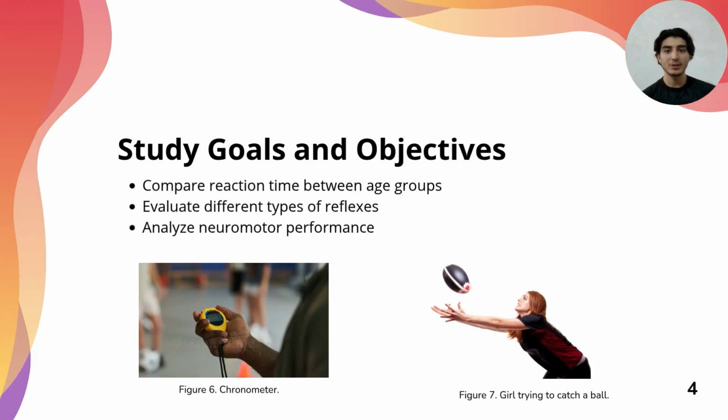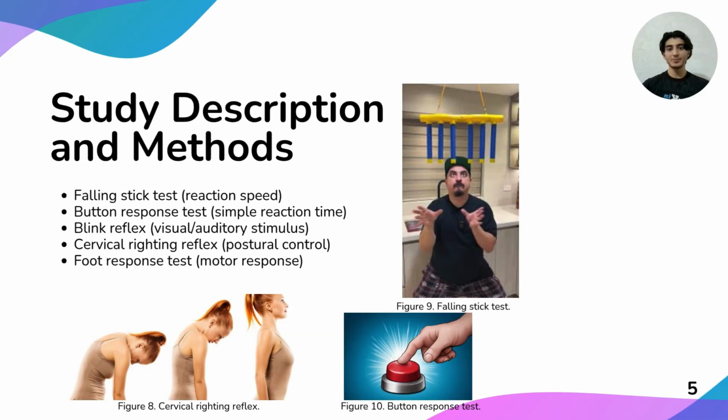Study goals and objectives. The main objective is to compare reaction time between different age groups, evaluate various reflex types, and analyze overall neuromotor performance. The participants will perform several tests, including a falling sticks test to measure reaction speed, a button response test for reaction time, a blink reflex test using visual or auditory stimuli, a cervical righting reflex test to evaluate postural control, and a simple motor response test using foot movement.